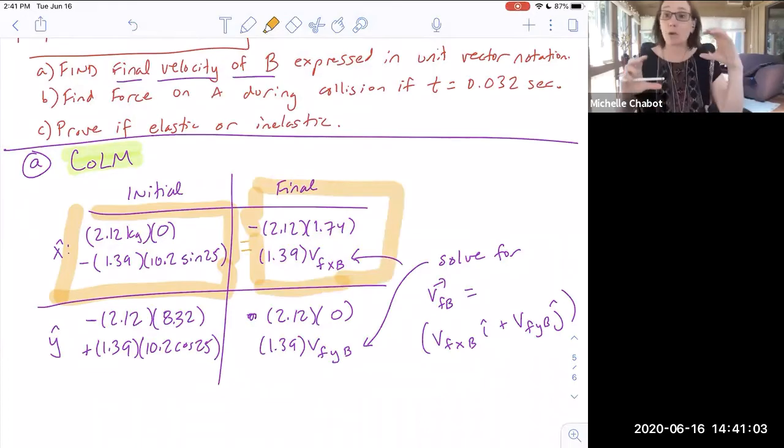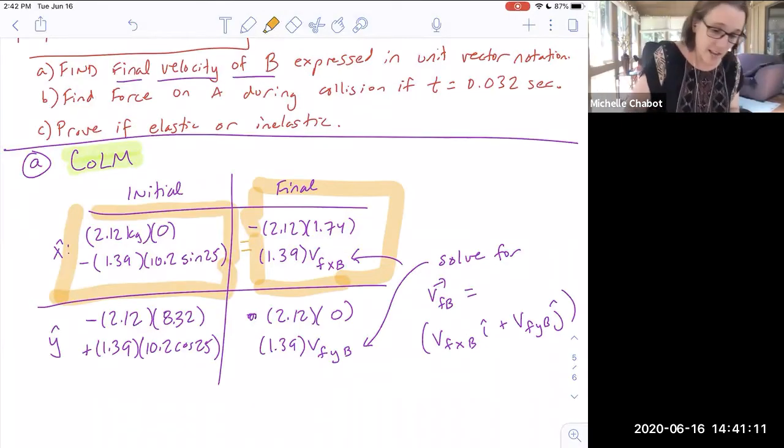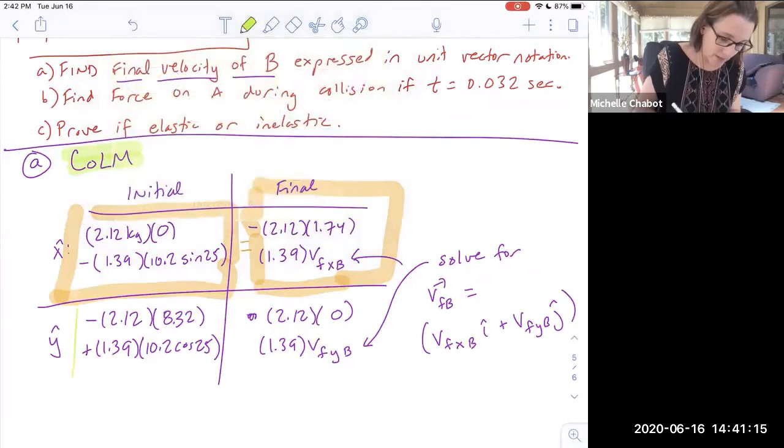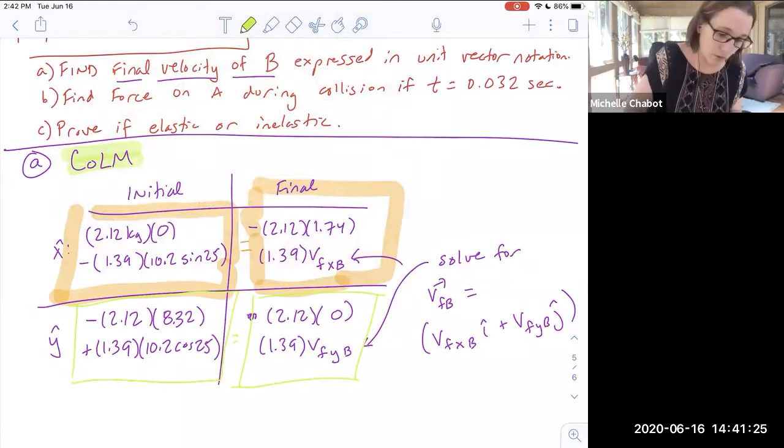So my initial momentum, the first cell in the upper left, is going to equal my final momentum in the x direction. And I'm also going to have an equation where I set the initial momentum in the y direction equal to the final momentum in the y direction. So I'm going to add up both those terms. So let's see what that's going to look like.